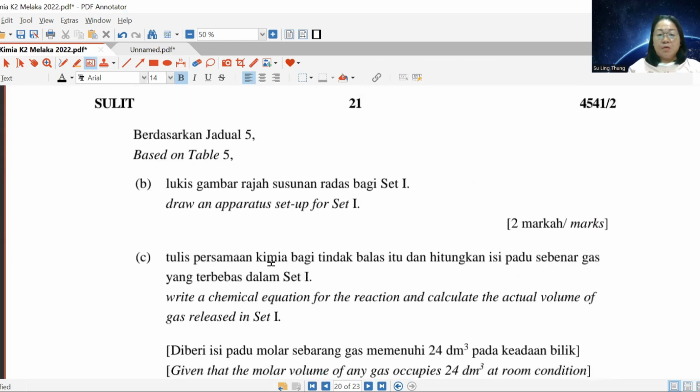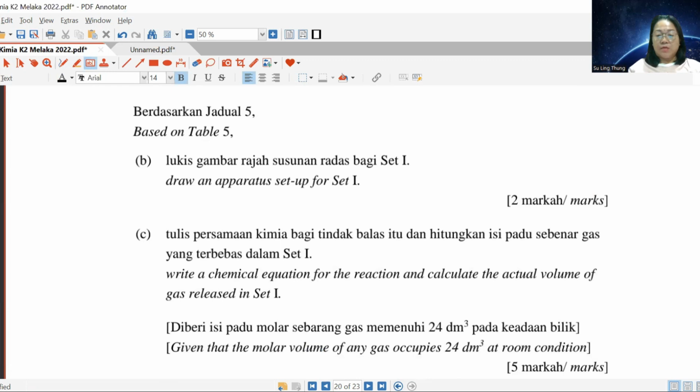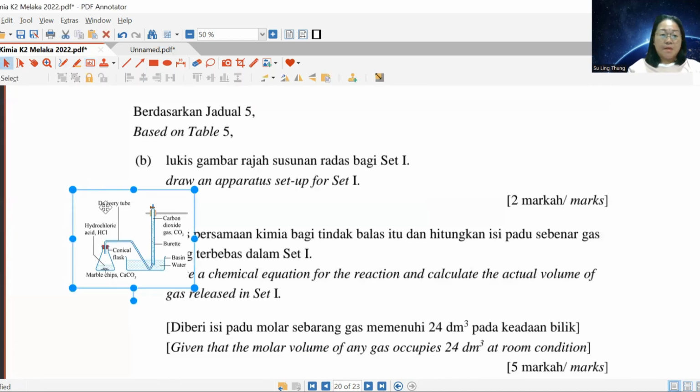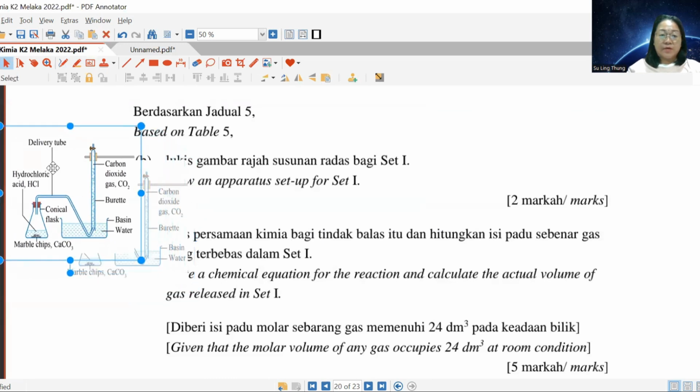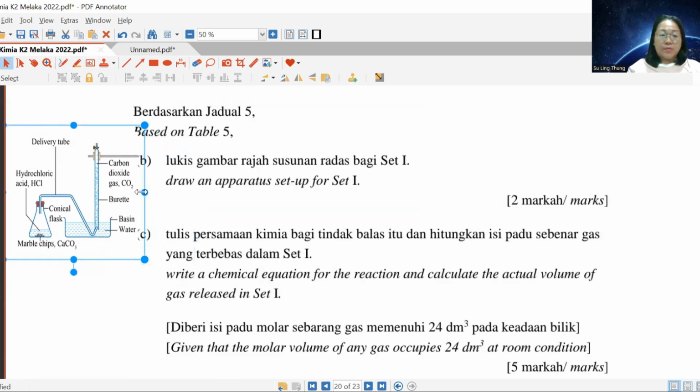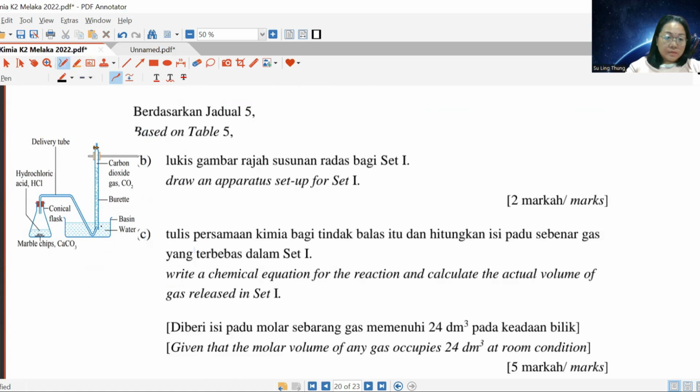Now B, draw an apparatus setup for set 1. So you have to draw the particular setup for set 1. So it's actually a water displacement technique. So the diagram is something like that. Now, what are the requirements which you must have here? Let me tell you. You have to make sure that this particular tube here is below the water level.